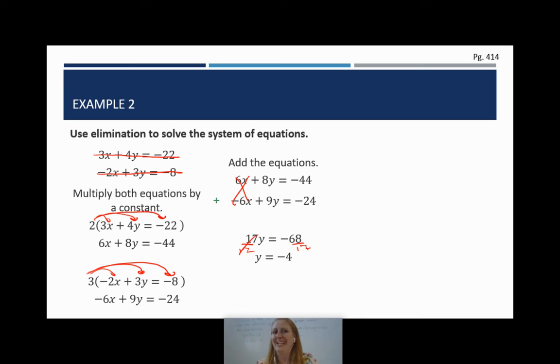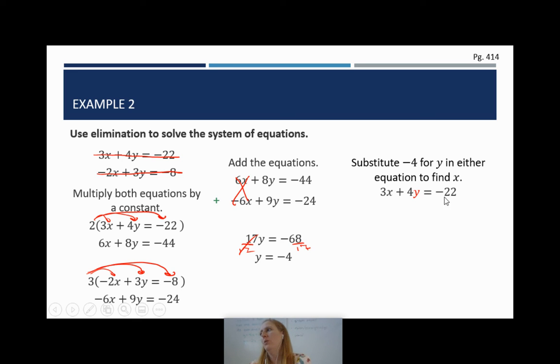Whew, I was worried. All right, now we can substitute negative 4 for y into either equation. I'm going to come back to the originals. I'm just going to use the top original equation. I really don't care which equation you use. It'll work for any of them. So negative 4, I'm going to plug that in. So instead of 3x plus 4y equals negative 22, I'll just do 3x plus 4 times negative 4 equals negative 22.